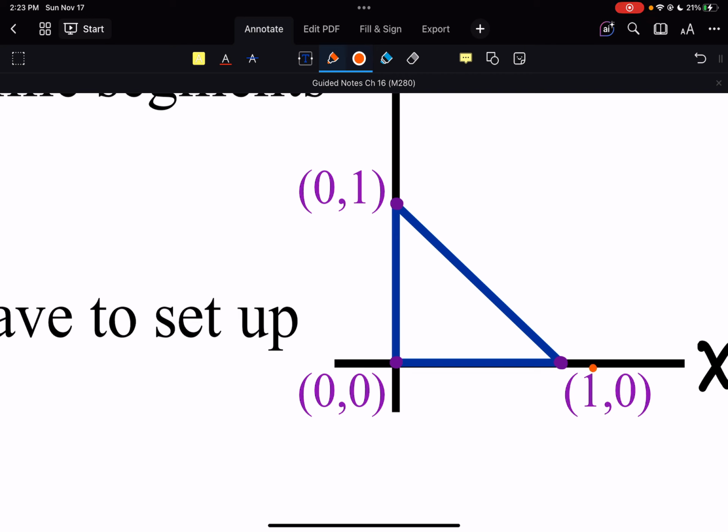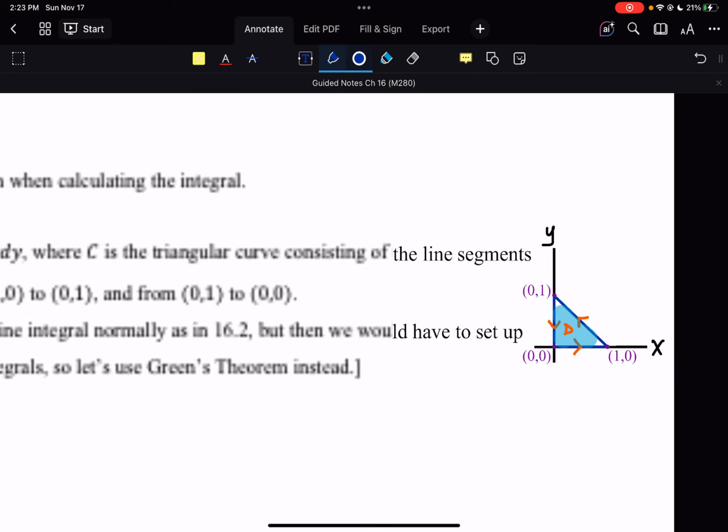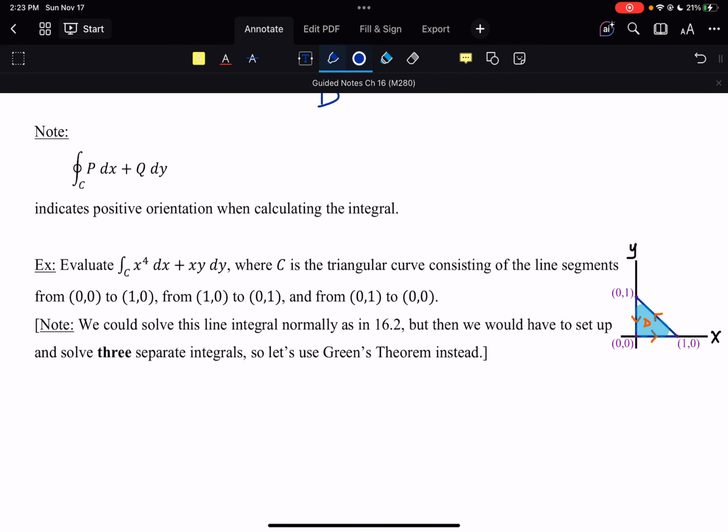So it said that we're going from (0,0) to (1,0). So we're going that way. (1,0) to (0,1). So we're going that way, and then (0,1) back to (0,0). Okay, and the region D is, of course, in the middle here. It's everything in there. So our orientation is going counterclockwise, right? Everything is going where the region is on the left of the curve at any given point. So we do have positive orientation in this case.